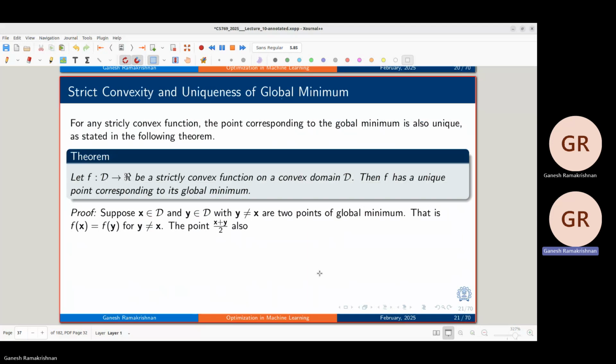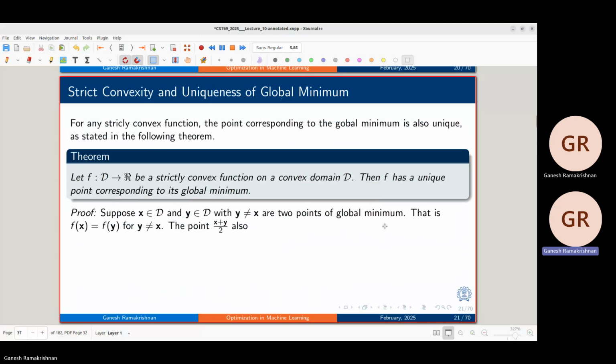Sorry, every point of global minimum is unique. So what are we saying here? If x and y are 2 points of global minimum, then they must coincide. You can't have that x is not equal to y. And that again we prove by contradiction.